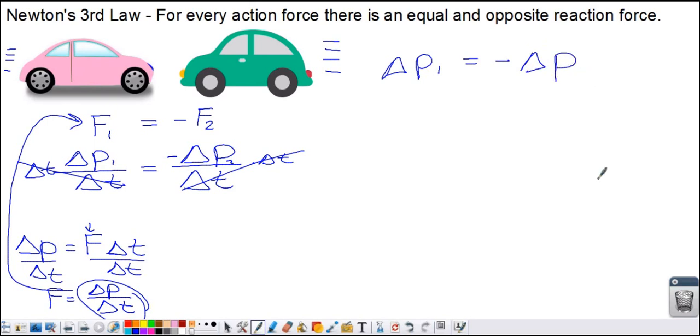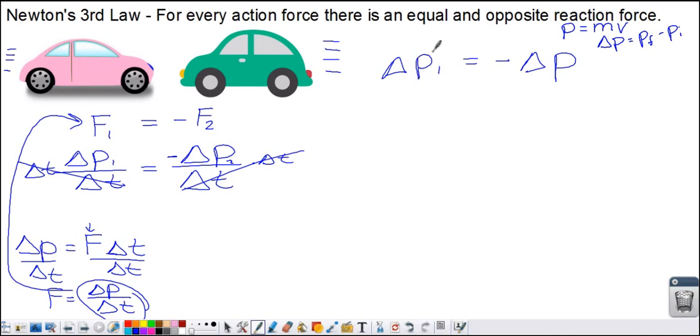Well, we also know that momentum is equal to mass times velocity, and that the change in momentum is equal to your final momentum minus the initial momentum. So I'm going to use those two things to go down here.